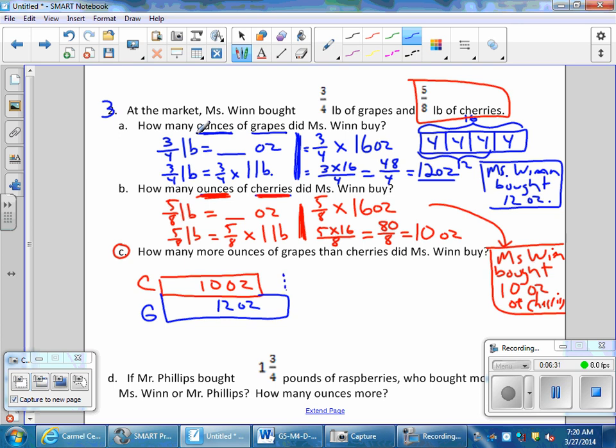The difference here would be how much more grapes than cherries. 12 minus 10 is 2 ounces. Miss Wynn bought 2 ounces more of the grape.